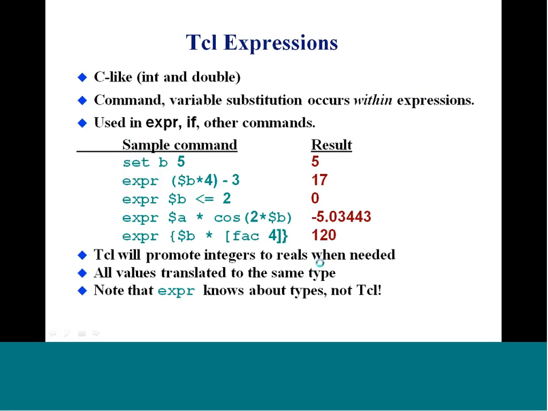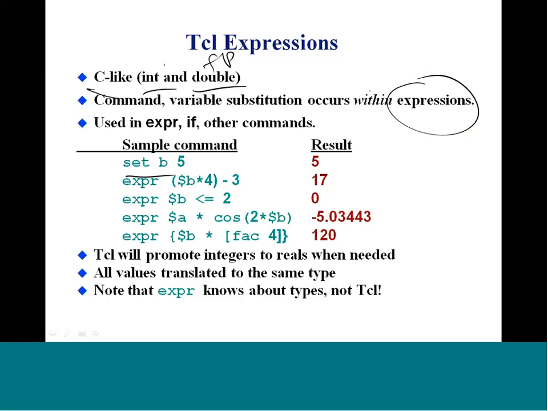Now I want to talk about the Tcl expressions. Basically it is more C-like, with int and double; you can think of this as integer and floating point. So we will see how this works. The command and variable substitutions all occur within the expression itself, and it's used in expr, if, and other commands. So what do we mean by the command and the variable substitutions, and how are these expressions done?